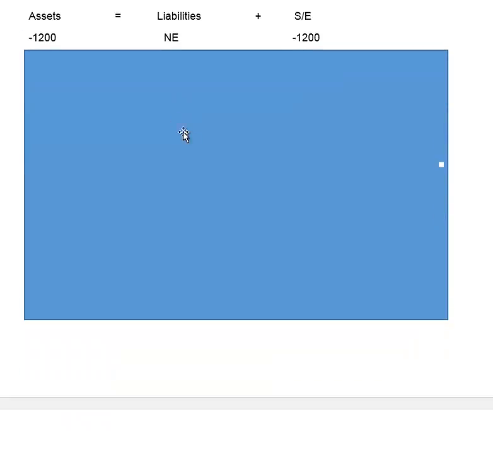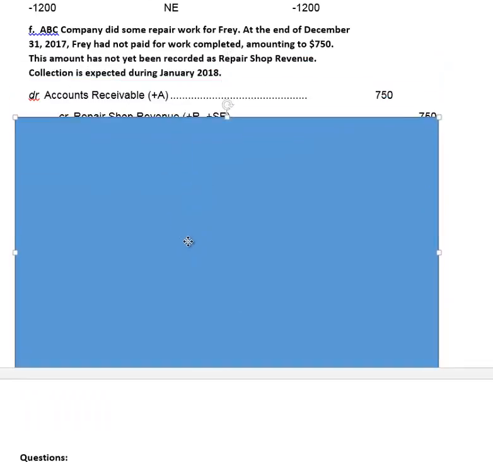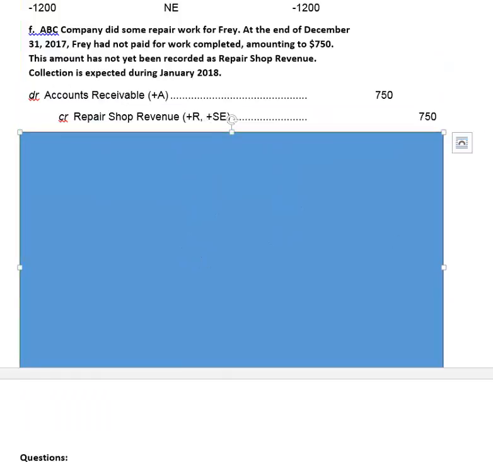Now, let's look at the next one, which is the last one. And what we see here is that ABC Company did some repair work for its tenant, K. Fry.